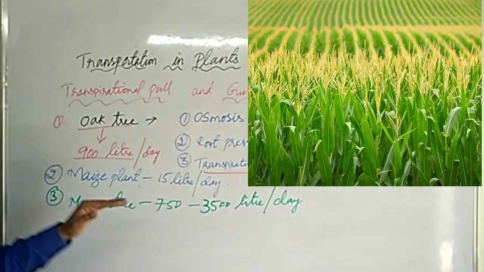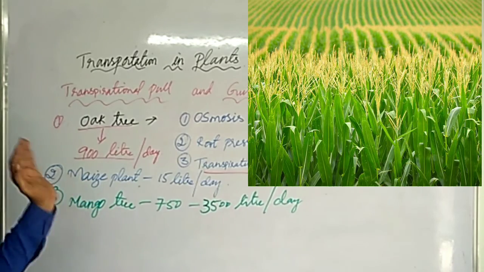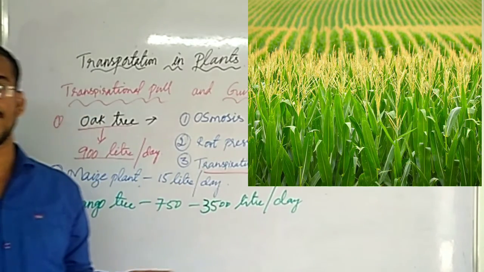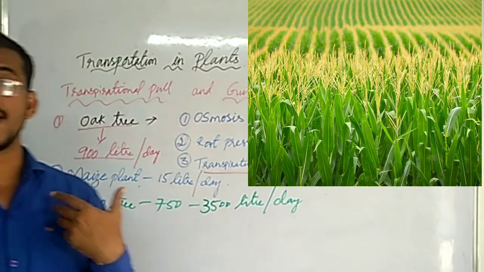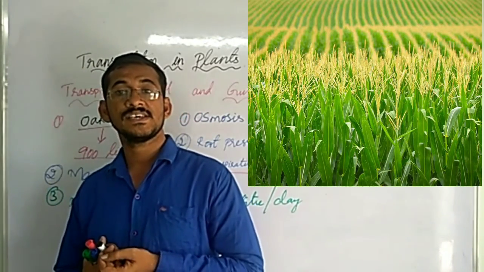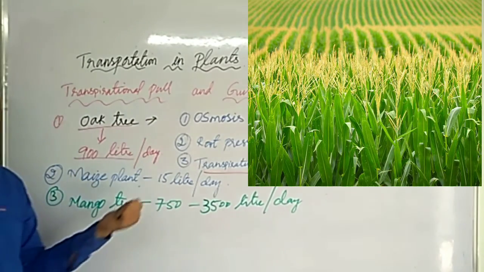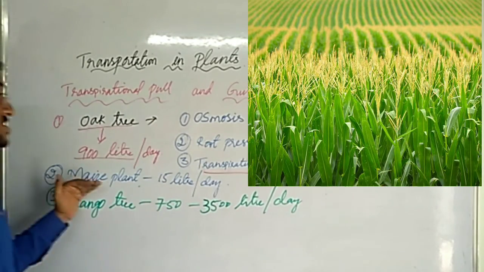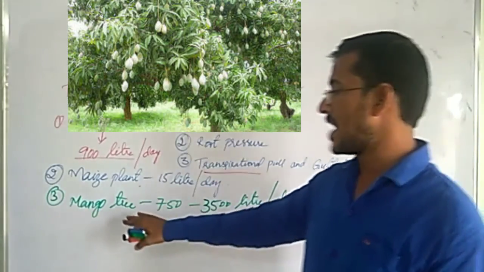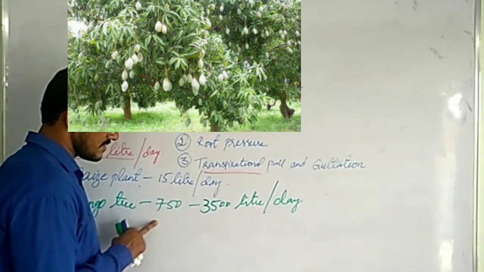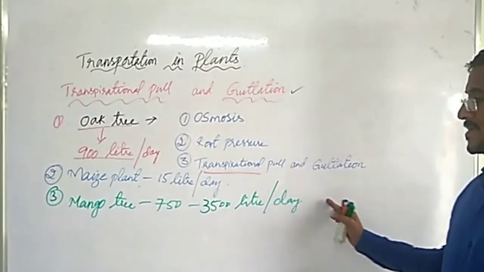If you see, in 1 acre there are many maize plants present. If all the plants present in 1 acre evaporate, then it is nearly 13 lakh 25 thousand liters per day that is going to evaporate. So that much water is added to the atmosphere. And from a mango tree, 750 to 3,500 liters per day is evaporated. Understood?